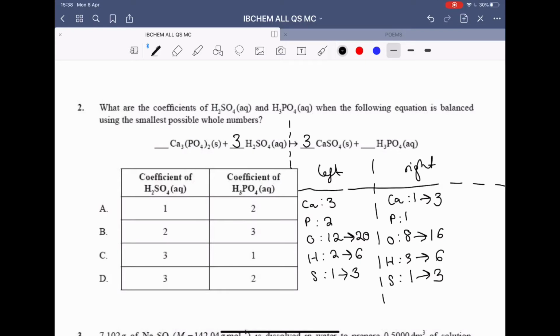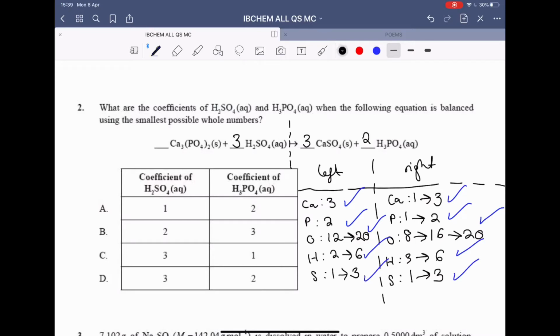And on the right, H is 3 and H is 6 on the left. So let's put a 2 in front of H3PO4 to make 2 times 3, 6 H's. That means that P becomes 2 and O now becomes 20. And if you check, you've balanced both sides of the equation.